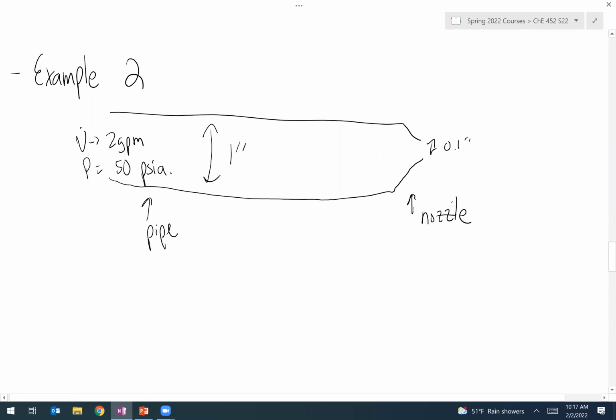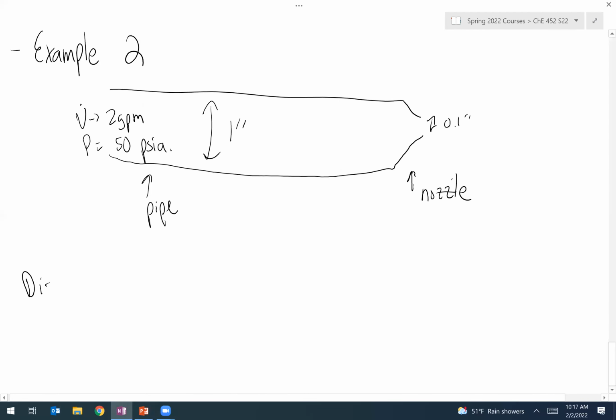Now, what am I looking for? I'm looking for the discharge velocity, in feet per second. So if I define this as my point 2 and inside the pipe as my point 1, I'm looking for U2. So what I have here is most likely a simplified Bernoulli equation.